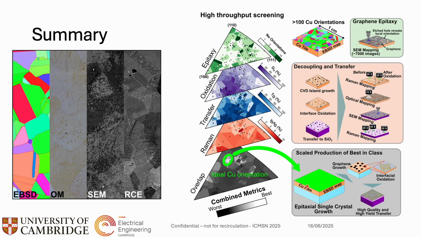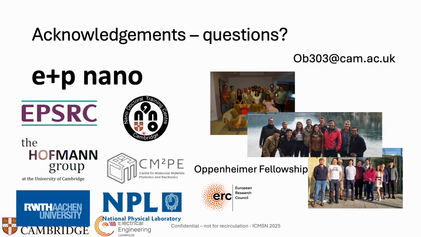We then use close space sublimation, or CSS as we call it, to epitaxially grow a high quality single crystal film of copper. We then grow graphene on this, interfacially oxidize, and implement it into some basic devices to show that it works. So this study was a result of the Hoffman Group at RWTH Aachen University.